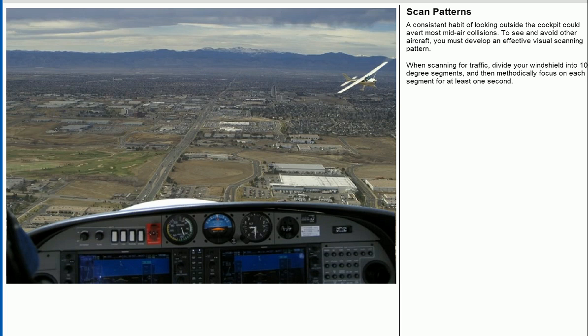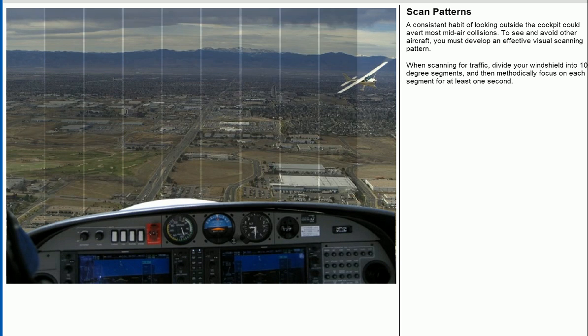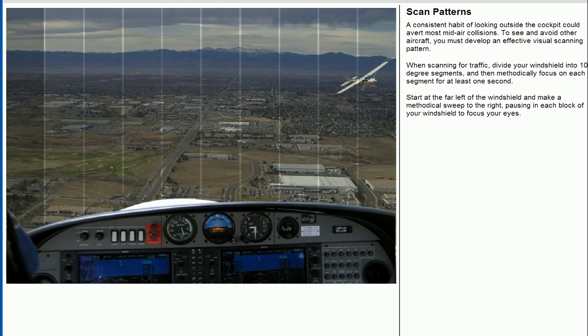Scanning is most effective when you use a series of short, regularly spaced eye movements. The FAA recommends that you divide your windshield into 10-degree segments and then methodically focus on each segment for at least 1 second. One effective scanning technique begins at the far left of the windshield and makes a methodical sweep to the right, with pauses in each block of the windshield to focus your eyes.